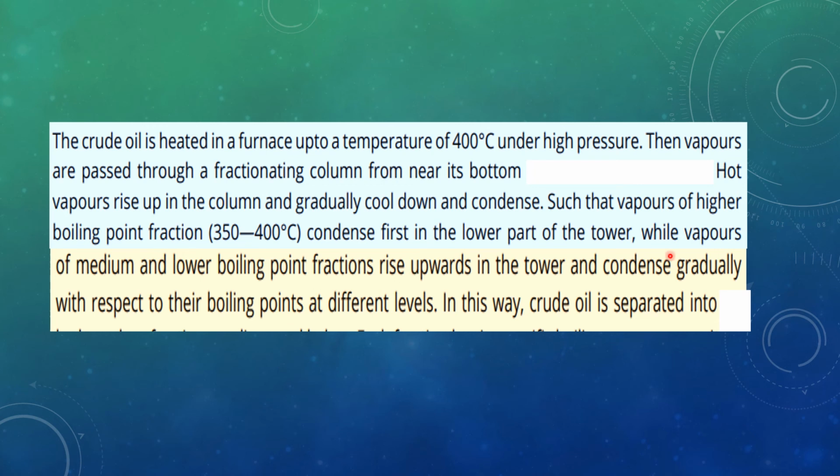So we can say that vapors of the medium and lower boiling point fractions rise in the tower, and then they condense gradually with respect to their boiling points at different levels, and in this way crude oil is separated into different fractions.